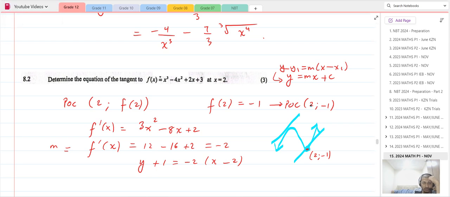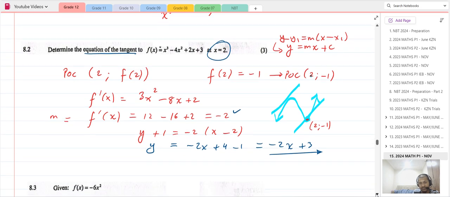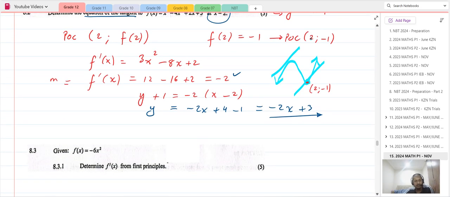So let's solve 12 minus 16. Just double check, right, minus 2. So we got y is equal to minus 2x plus 4 minus 1. So minus 2x plus 3. So what's the equation of the tangent at x is equal to 2? It's y equals minus 2x plus 3. That's the equation of the tangent. Let's move on to the next problem.